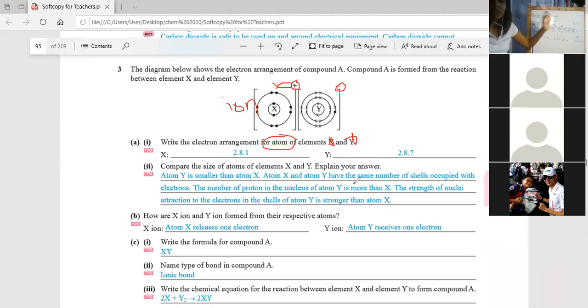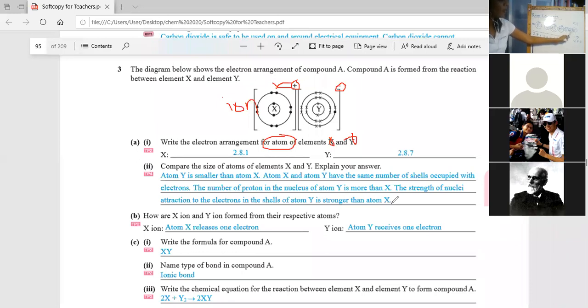17, that is the whole point. So you look at the point there. The strength of the nuclear attraction, this is called nucleus attraction, to the electrons in the shell of atom Y is stronger than atom X. That means I have more protons inside here. Because I've got more protons, I can pull my electrons closer towards me. When I pull the electrons closer towards me, my size becomes smaller. Does that make sense to you?